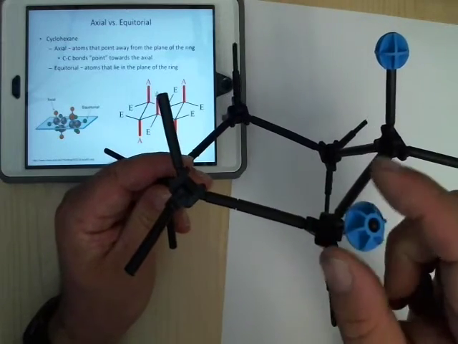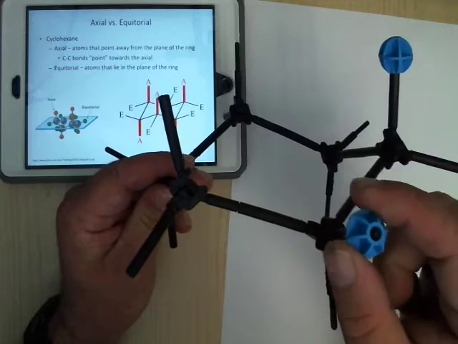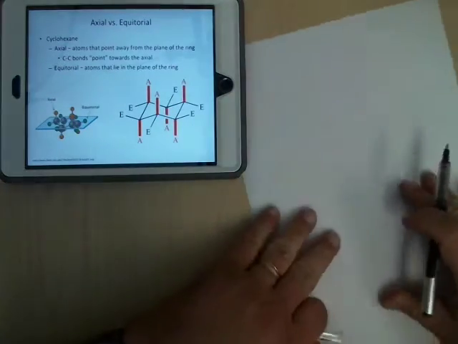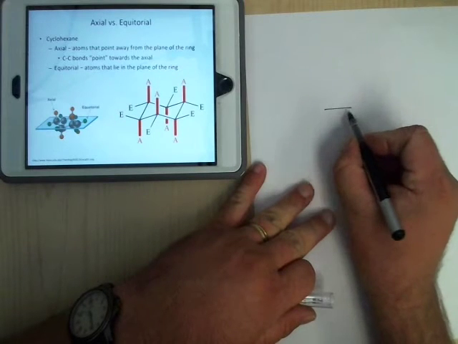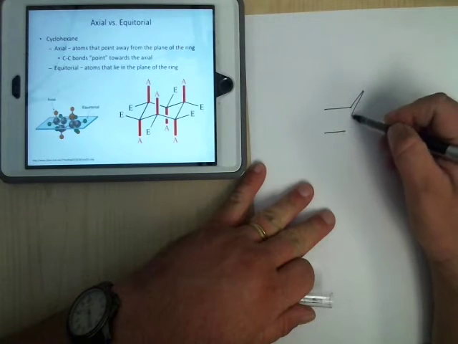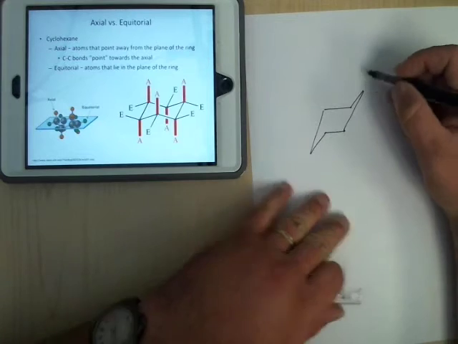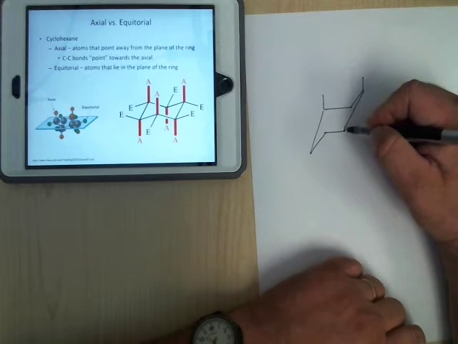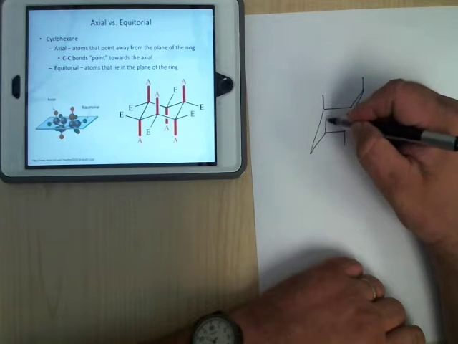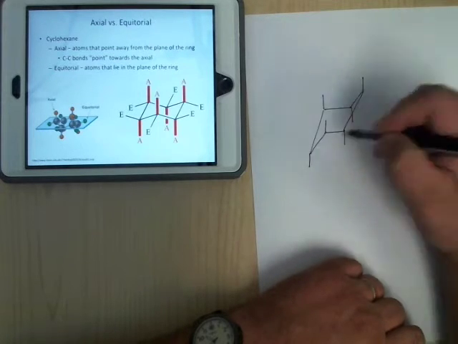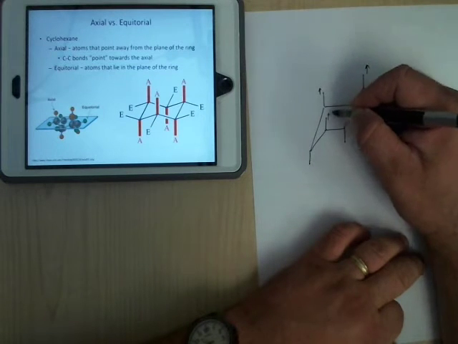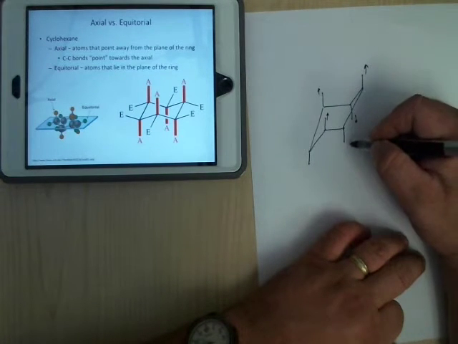So this is an equatorial. Okay, so let me draw this. Okay, so you're going to have an axial. The axials are here. And these are either going to be pointed, like in this case, these guys are going to be pointed up, and these guys are going to be pointed straight down.